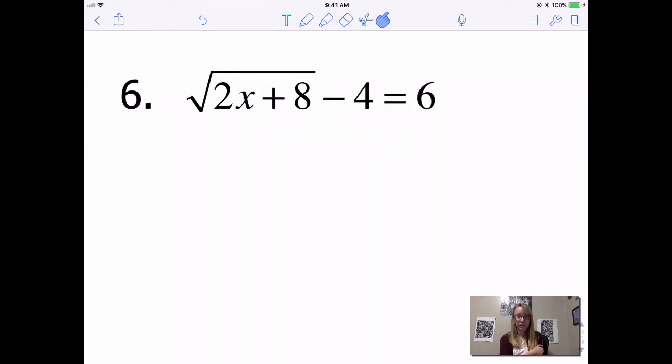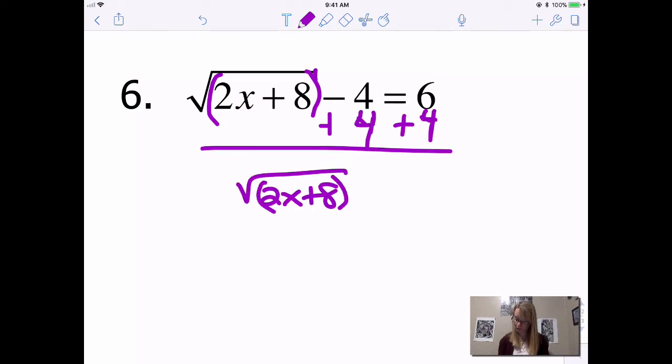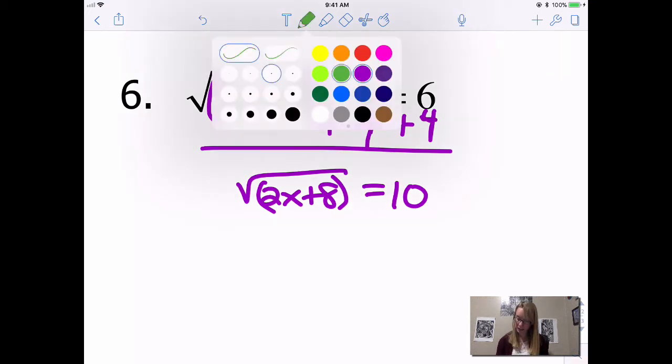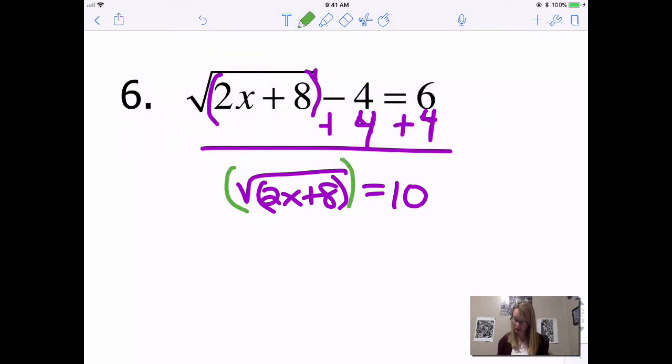So if you're feeling a little confident, why don't you try this one? Pause the video. Otherwise, I'm going to do it right here. Think about, where do I put my parentheses? My grouping symbol ends right here, so I'll put the parentheses around the 2x and 8. And then PEMDAS backwards means add 4 to both sides. Then I've got the square root of 2x plus 8 equals 10. I need to undo that square root. I can undo a square root with a square.